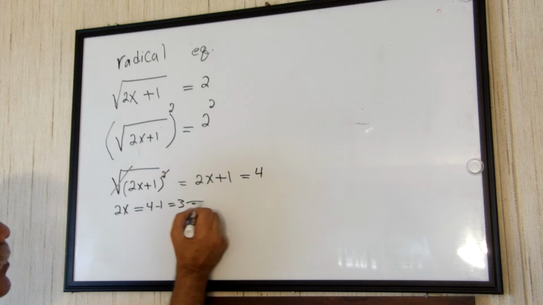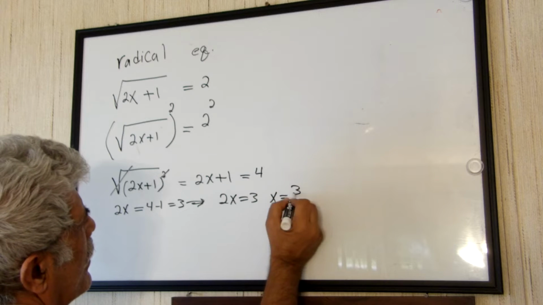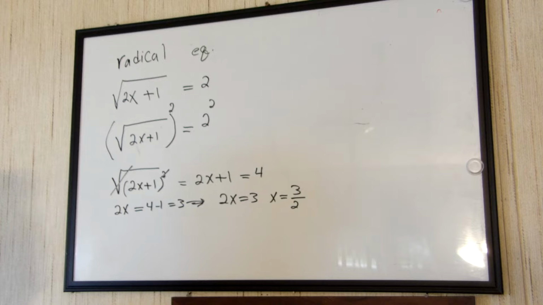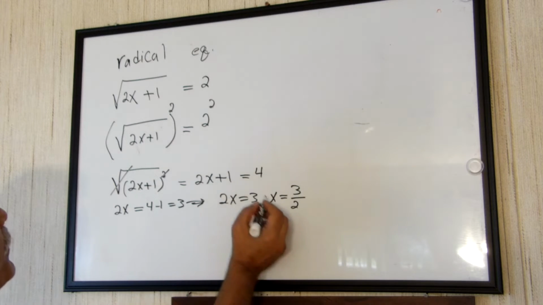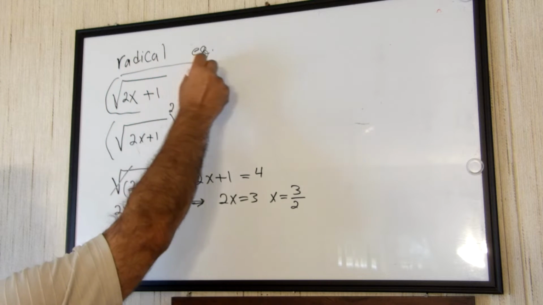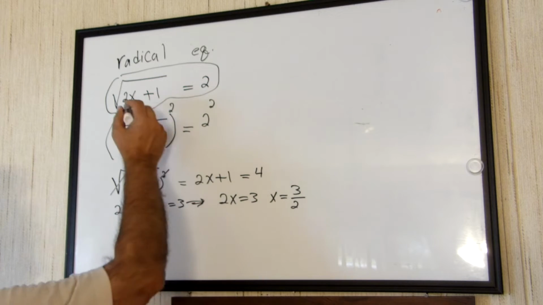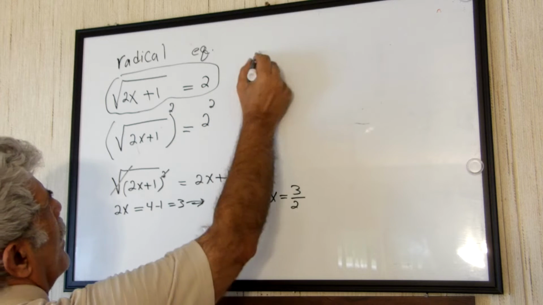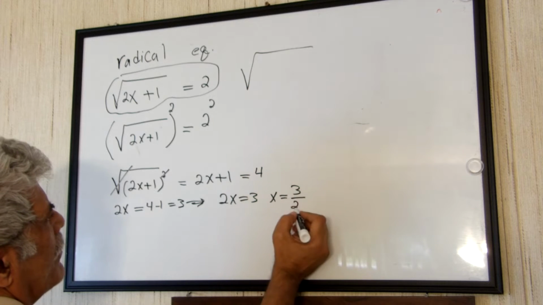So 2x is equal to 3. x is going to be 3 over 2. Now you want to verify that the answer you found is correct. Here you put x equal to 1.5, because 3 divided by 2 is 1.5.